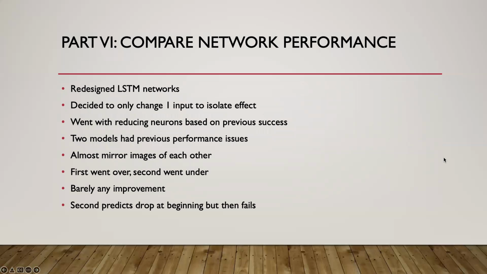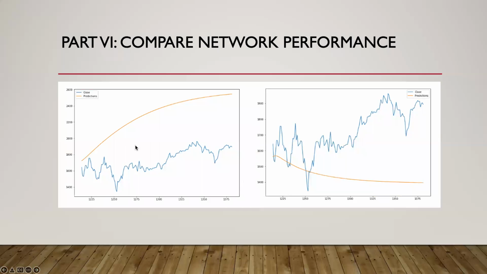So for the comparison, part 6, like I said, I reduced the neurons. I only wanted to change one thing. The 2 models both had performance issues and neither one was a good fit. This one way overshot it. This one way undershot it. This one did get correct that the closing price was trending upward. However, you could decide that with a coin flip, 50-50. It was not able to get any of the peaks or valleys in the data.